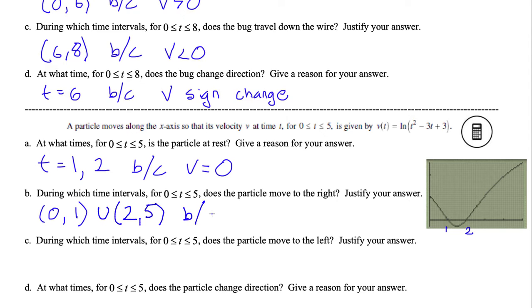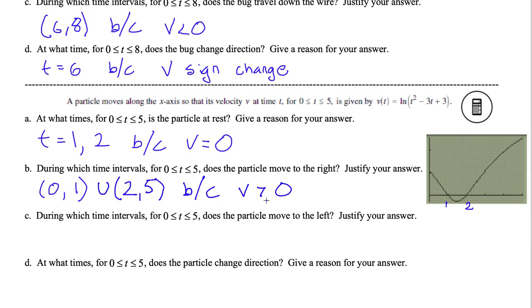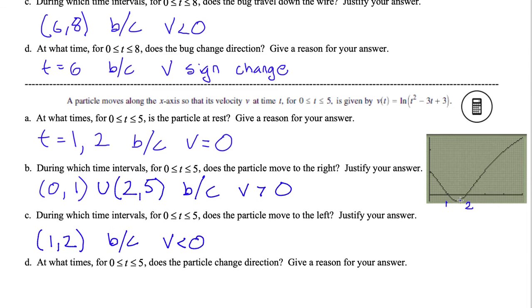Why? Again, because velocity is greater than 0. Moving to the left, it's only that point down here where the velocity is negative, between 1 and 2. So between 1 and 2. Why? It's because it's where velocity is less than 0, where the height is less than 0, where it's negative.